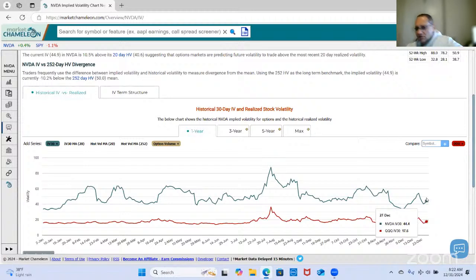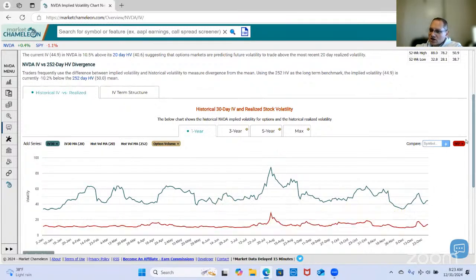So that's another way we could start comparing it. If we wanted to add, for example, another symbol, we could just type in SPY and replace it with a different symbol. That's a relative value comparison. Okay.